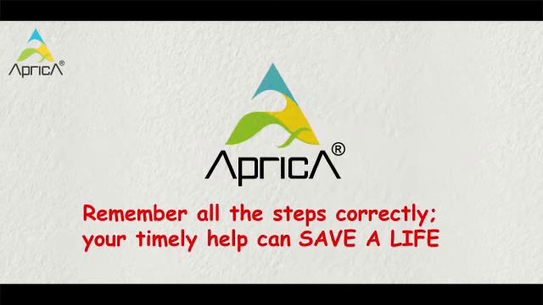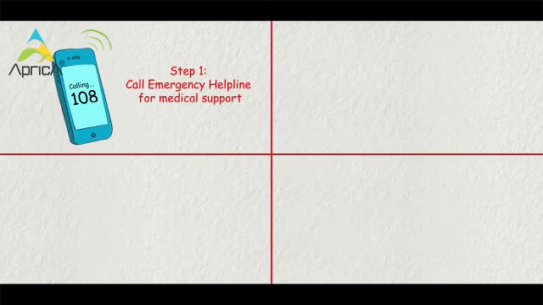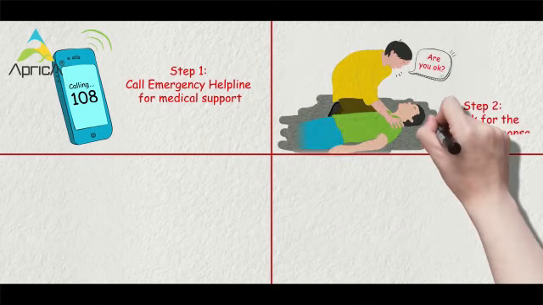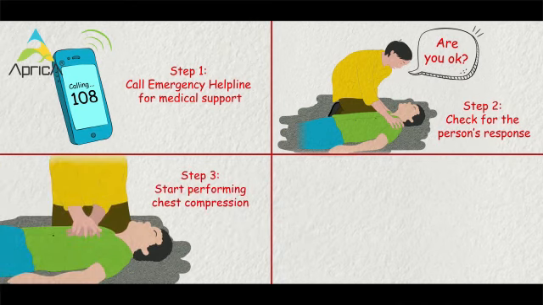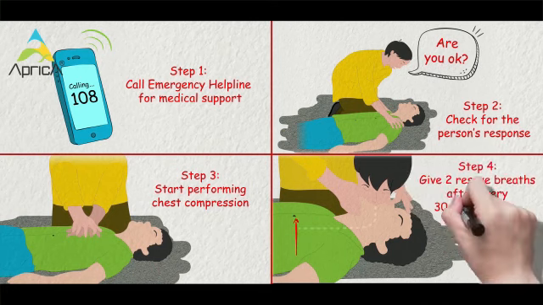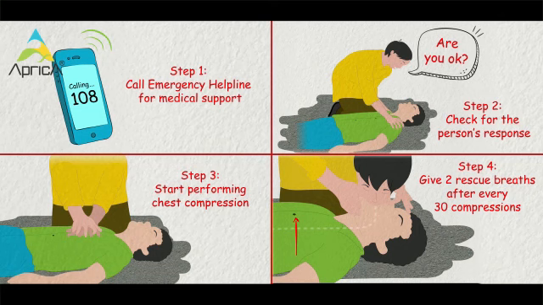Remember all the steps correctly. Your timely help can save a life. Step 1. Call emergency helpline for medical support. Step 2. Check for person's response. Step 3. Start performing chest compression. And Step 4. Give 2 rescue breaths after every 30 compressions or continue compressing until medical help arrives.